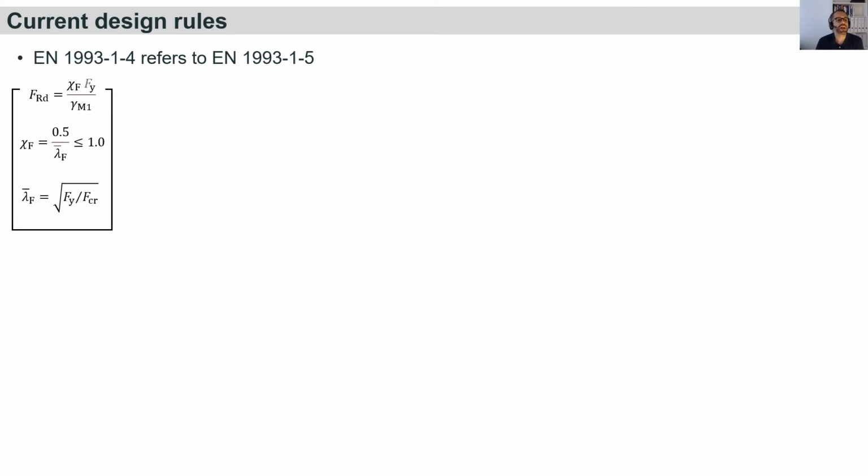So how are stainless steel I-section members currently designed using the Eurocodes? Eurocode 3.1.4 refers to Eurocode 3.1.5 on that. And in that Eurocode, the design resistance is a function of the reduction factor, the plastic collapse load, and a partial safety factor. This reduction factor is a function of the slenderness, which is a function of the plastic collapse load and the elastic critical load as well.